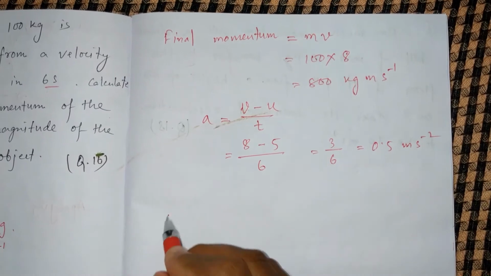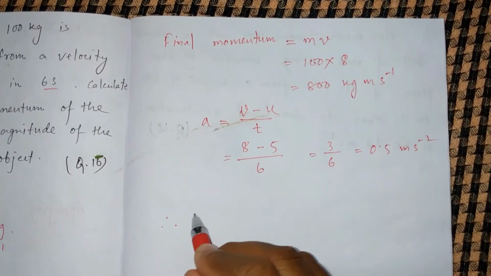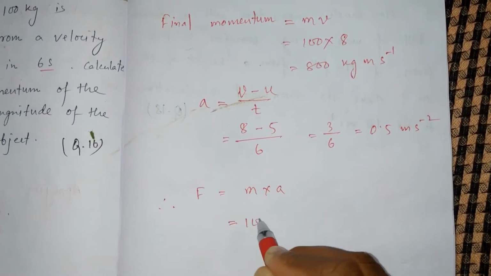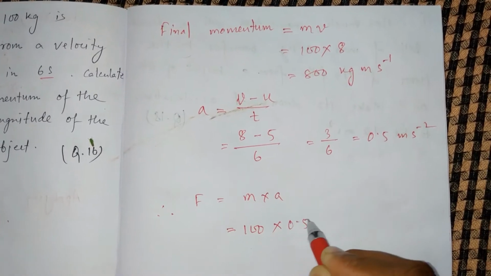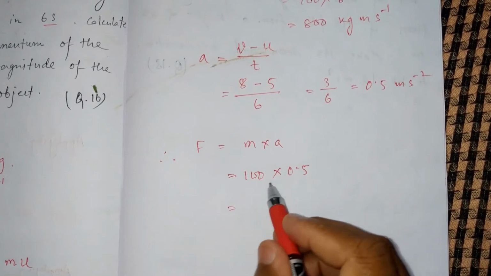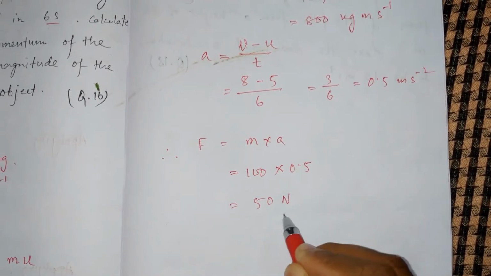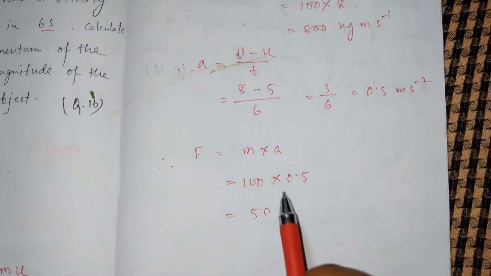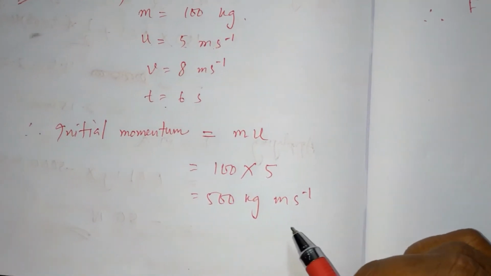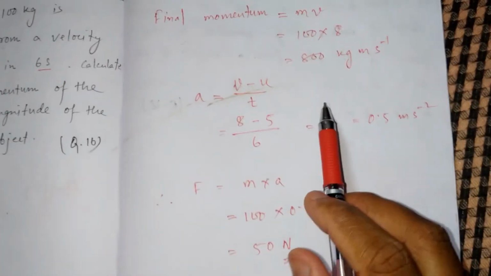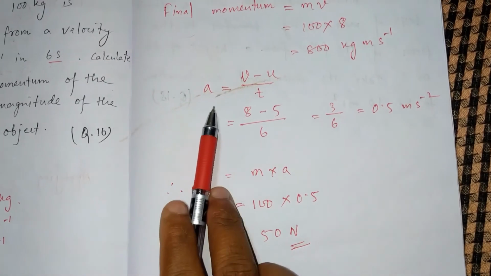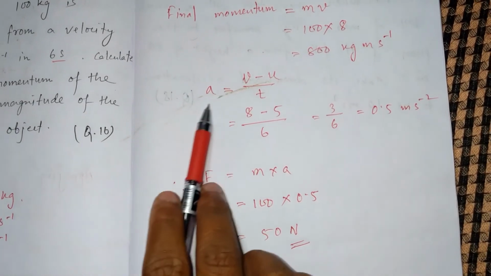So now we can put this value of a in the formula where we have force F equal to m into a. So m is 100 and a is 0.5. So now if you multiply both then you will get 50 Newton. So this is the answer of this part. So firstly we have got the initial momentum as 500 kilogram meter per second and the final momentum as 800 kilogram meter per second. This is the first part, and for the second part we have found out the amount of acceleration.